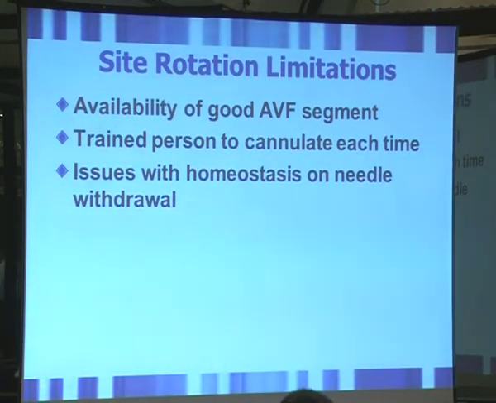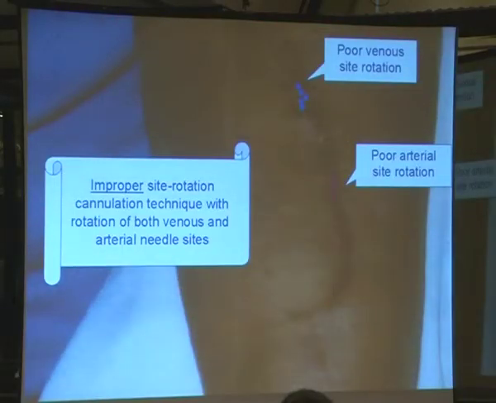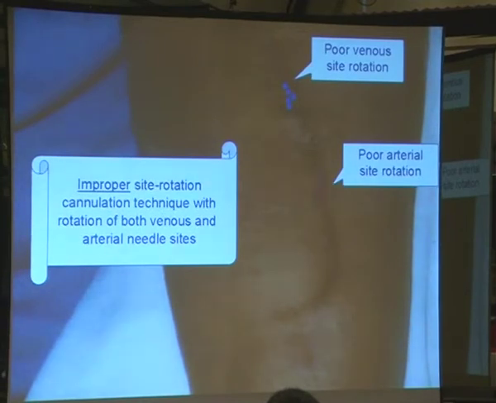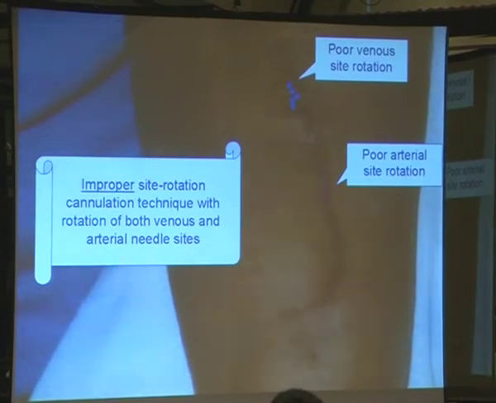Site rotation requires a trained person to do the cannulation each time, because each time he would be using a fresh site, and because we are using a fresh site, there can be an issue of hemostasis when we remove the needle. So what actually happens in most of our dialysis units is this: rather than using the whole fistula length, we tend to use a particular area each and every time the patient comes. It's easier to use, the patient also feels less pain, the cannulation is a lot easier, so any person can do it. You don't require a trained technician because the tract is always formed.